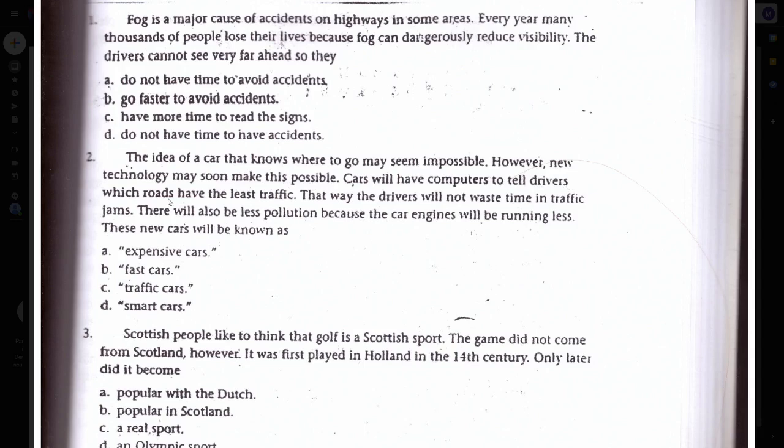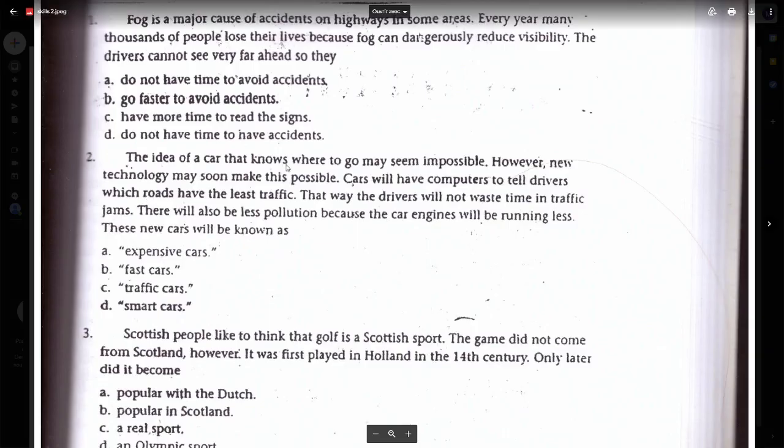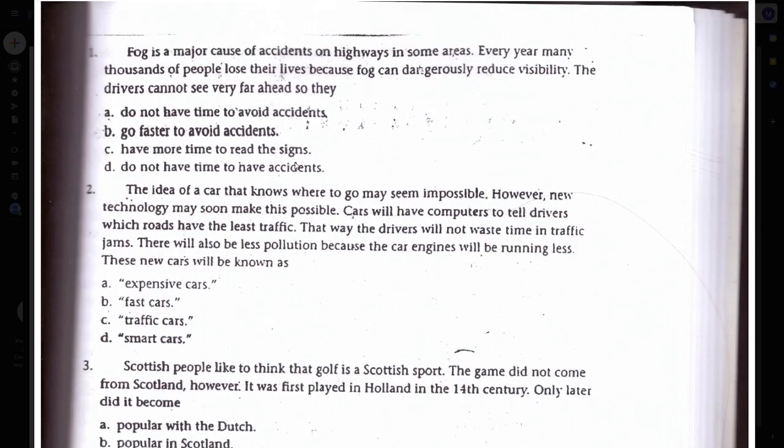Yes? You agree with your friend? Yes. Okay. Fog, yes. Can you read it? Who's reading? Cause of accidents on highways in some areas. Every year, many thousands of people lose their lives because fog can dangerously reduce visibility. The drivers cannot see very far ahead, so they do not have time to avoid accidents. Good, okay. Can I give you one minute, two minutes for 2 and 3, please? Yes.